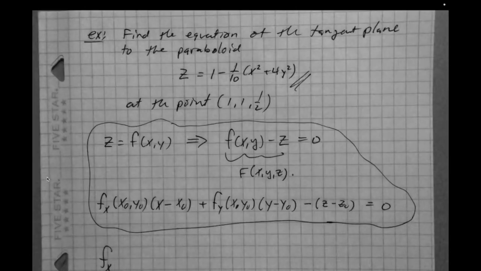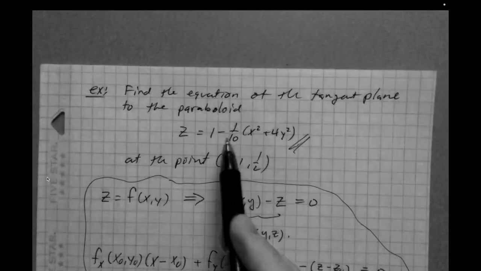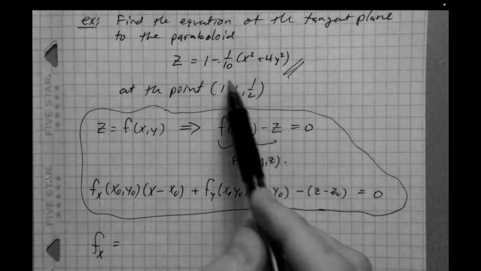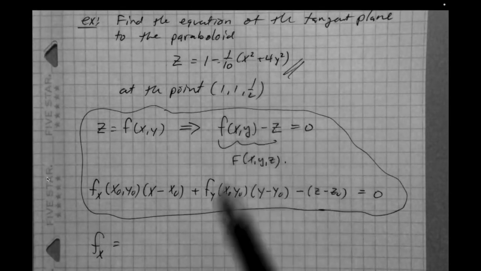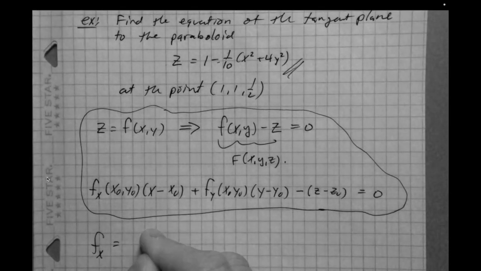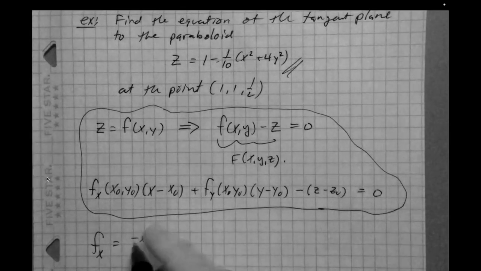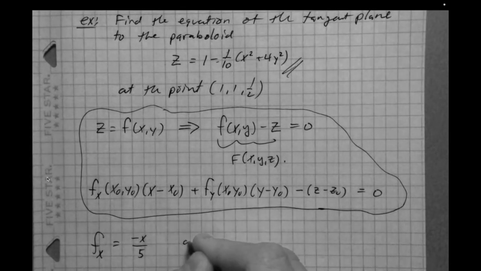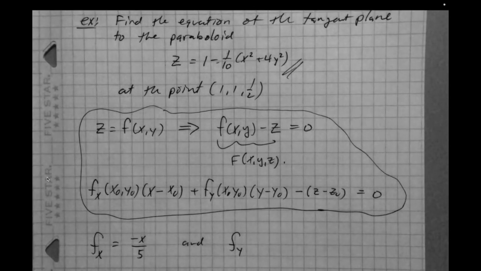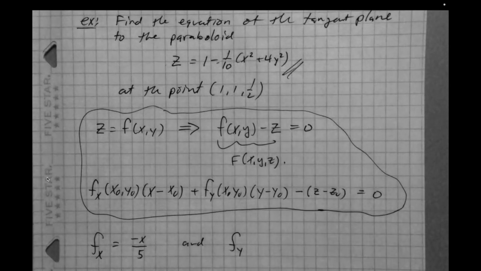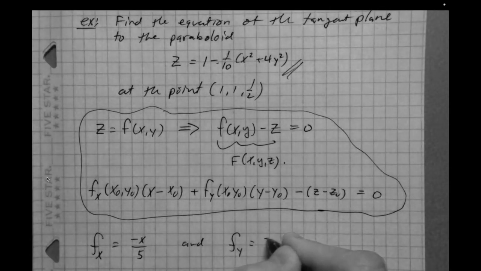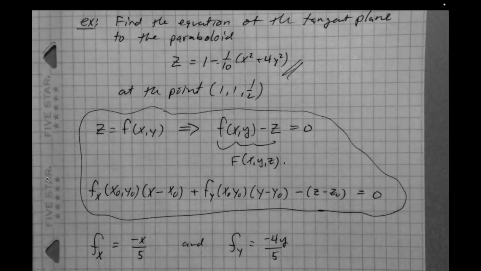So the partial with respect to x here, this is basically the only term that matters for this partial: negative 1/10 x squared. We know that derivative would be negative 2x over 10, so it'd be negative x over 5. And then the partial with respect to y is a similar argument. You've got negative 4/10 y squared, and so when I differentiate that, I get negative 4y over 5. Okay, so that's relatively easy.